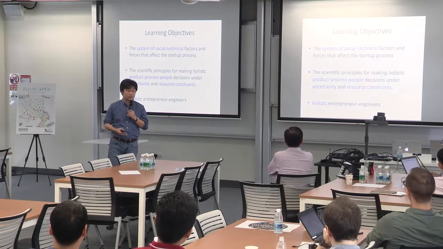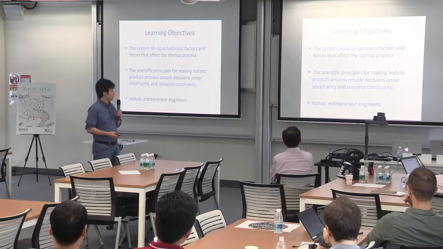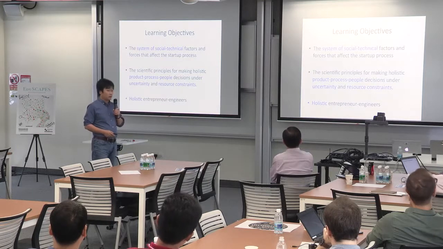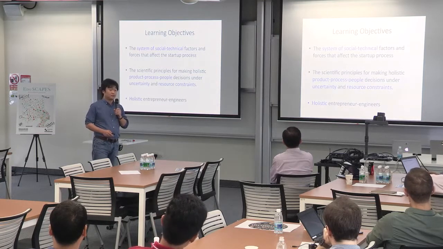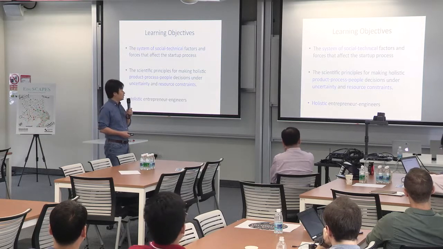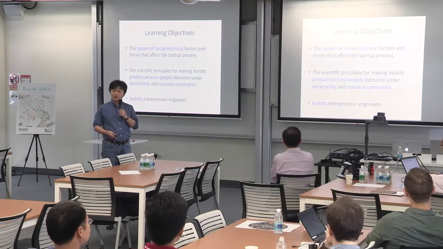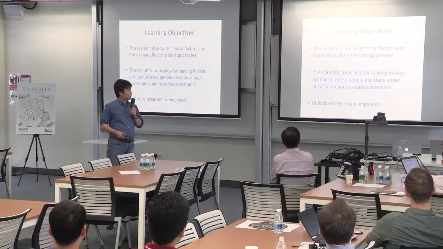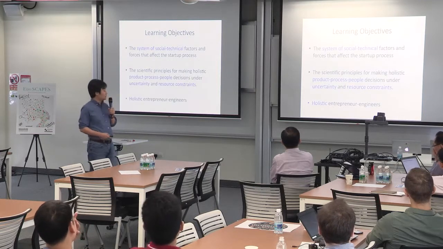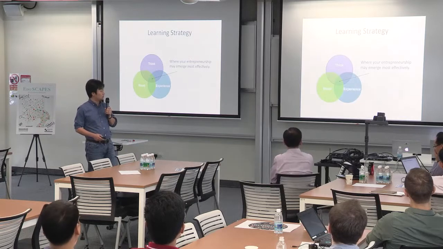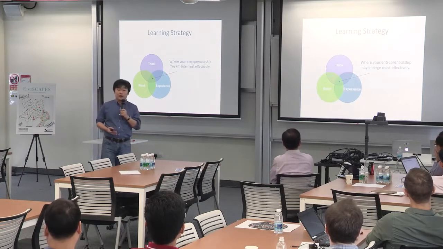We hope they become entrepreneurs, but the foundation is that they're engineers. So they have to work on products, people, and process at the same time, and co-design them under uncertainty and resource constraints. So I consider my job is to create such an uncertain and resource-constrained context for them to learn about entrepreneurship. And here's the strategy of learning.